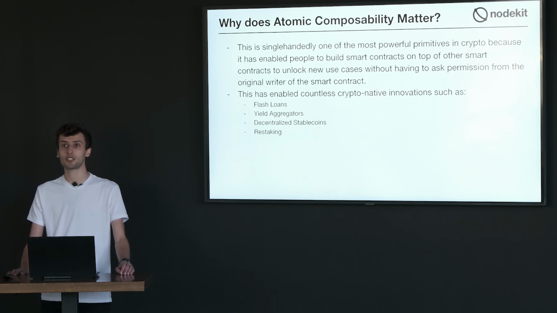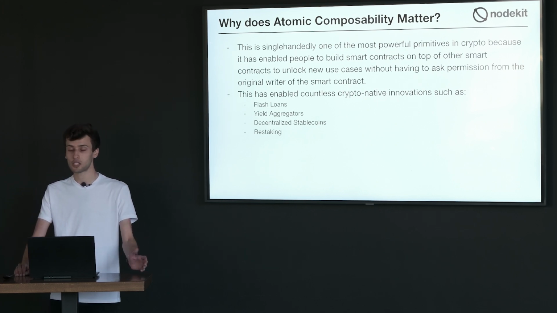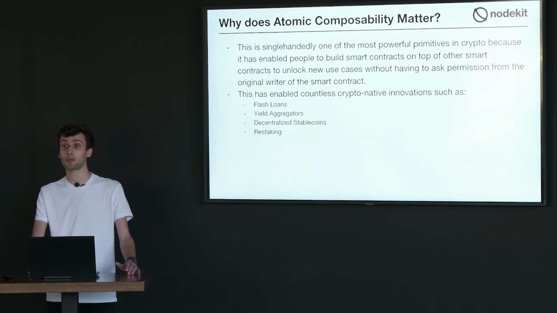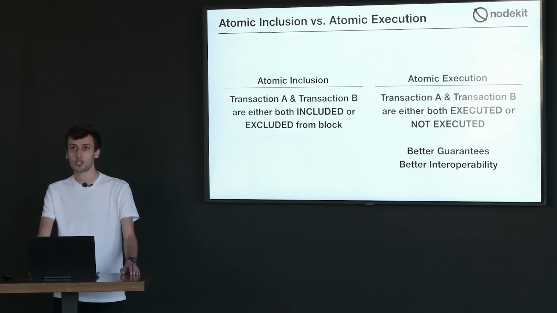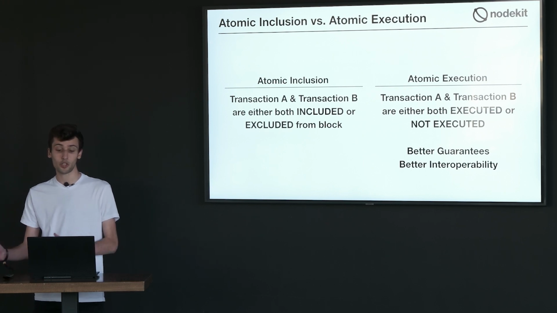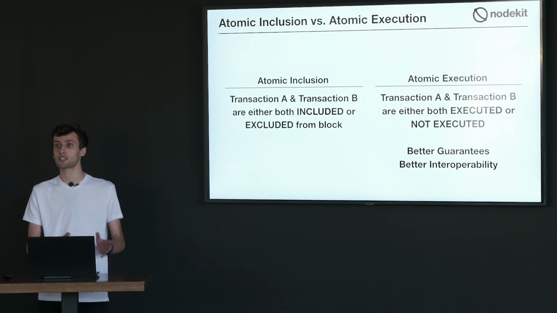The simple term for it is money Legos. Everybody who's built a DeFi application utilizes money Legos in some way, shape, or form, whether that's ERC20, ERC721. All these different standards allow for this composability and enable people to build these crazy things that we've grown to love in crypto. So essentially, we need to have atomic composability, as atomic execution versus atomic inclusion.